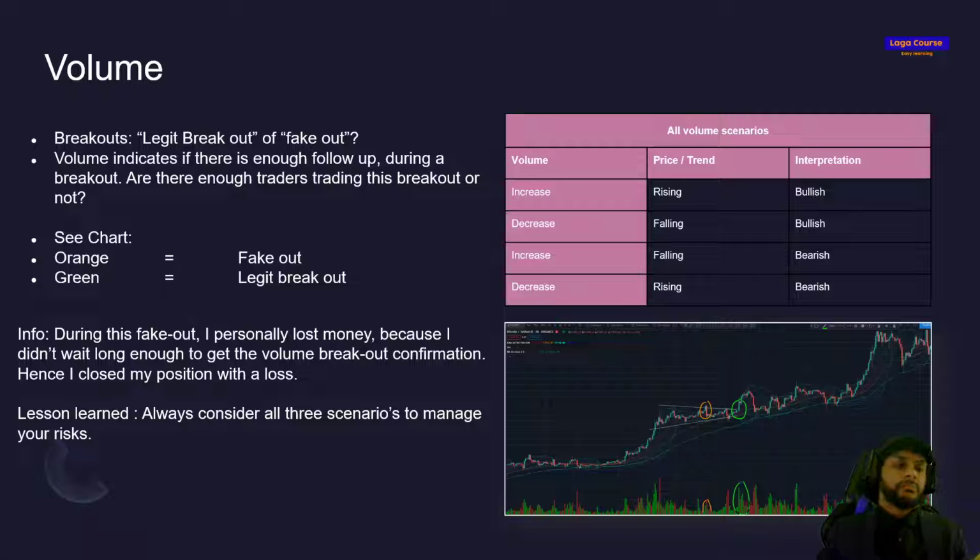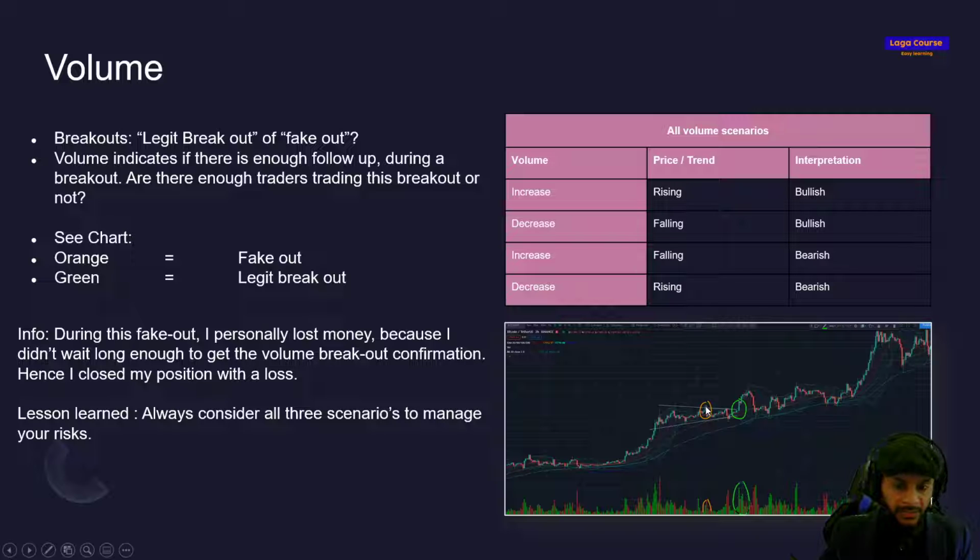The volume basically indicates if a breakout is legit or not, if there's enough follow-up by the traders to move the market in a certain direction. Let's say the market, as you can see in this chart, is breaking out. You see this white line over here, the resistance line. If you look at the green circle, the volume is healthy, which means the market is actually breaking out. But over here on the orange circle, the market was trying to break out but did not have enough volume, which means it was a fake out and it went back to the support line approximately.